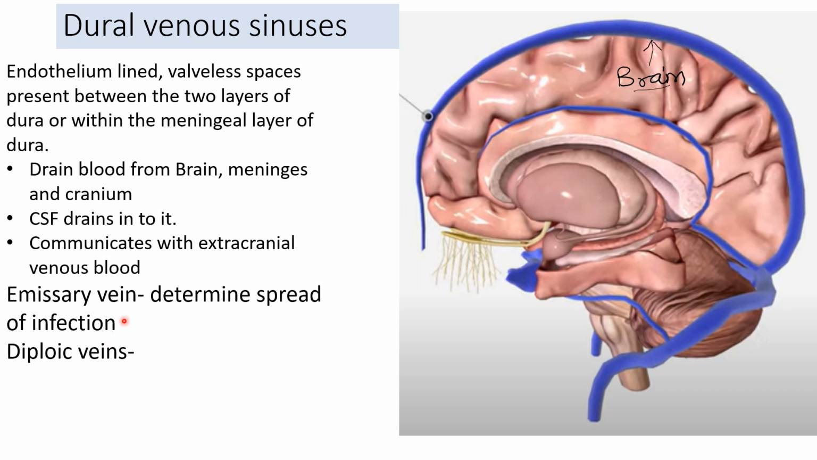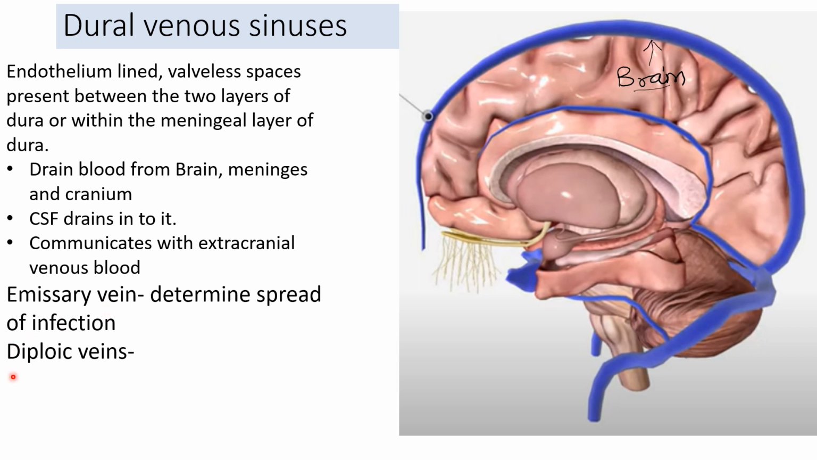There are many emissary veins like the parietal emissary vein and mastoid emissary vein, and depending on the area which they are draining, they can carry infection from mastoiditis into the sigmoid sinus, from the scalp into the superior sagittal sinus, and from the pterygoid venous plexus through the emissary vein which passes through the foramen ovale to the cavernous sinus. So they are clinically very significant.